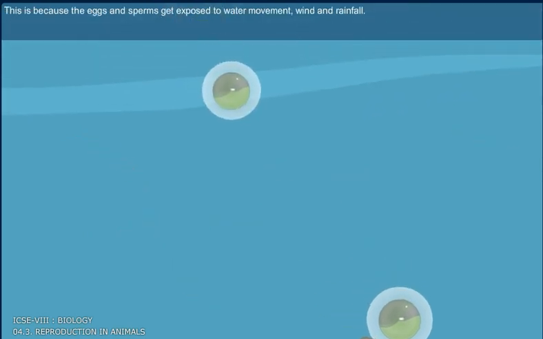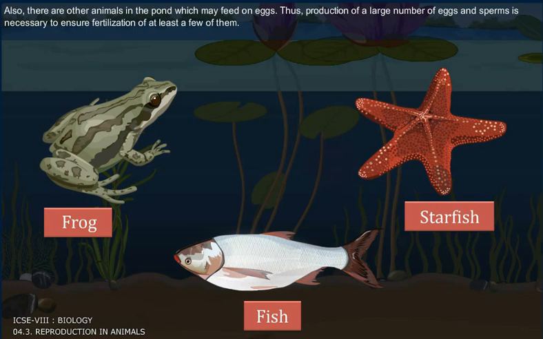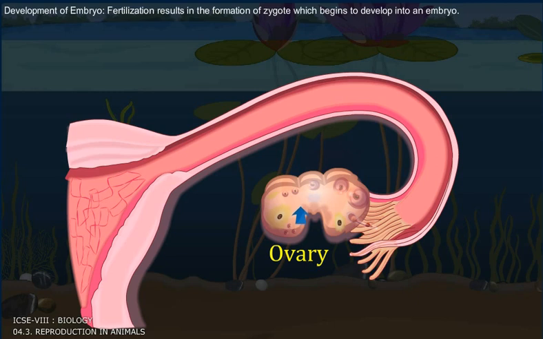This is because the eggs and sperms get exposed to water movement, wind, and rainfall. Also, there are other animals in the pond which may feed on eggs. Thus, production of large number of eggs and sperms is necessary to ensure fertilization of at least a few of them. Development of embryo.